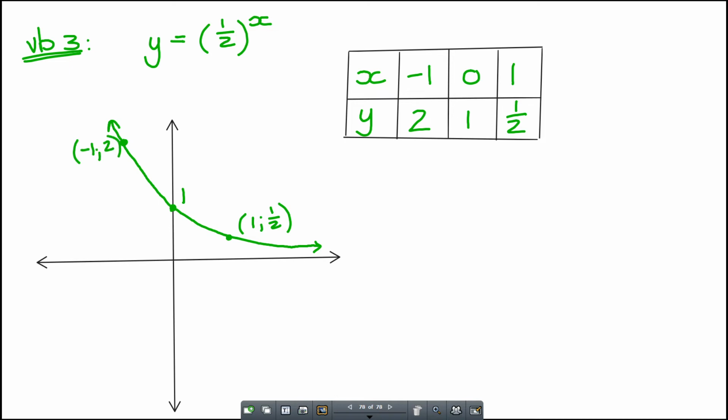There we go. Okay, so kan jy nou sien, dis 'n dalende grafiek, it's a decreasing function because the value of a is between 1 and 0. Okay, so same rules still apply. Wat gaan my asymptoot wees? Y is equal to 0.